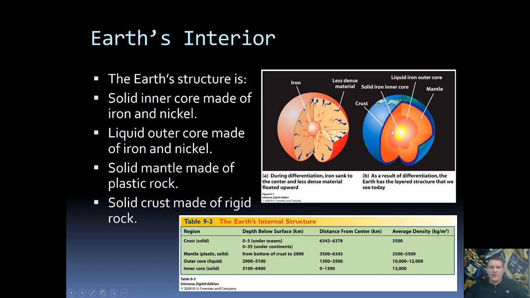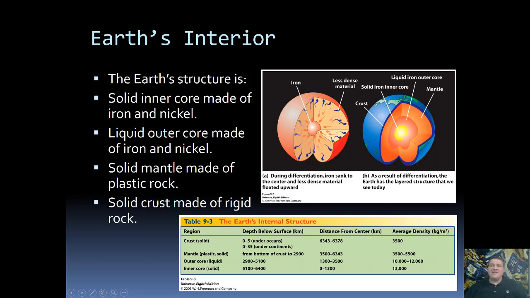There is the inner core, which is solid, and then surrounding the inner core we have the outer core, which is liquid. So the inner core is solid iron and nickel. The outer core is liquid iron and nickel. Surrounding the core we have the mantle.